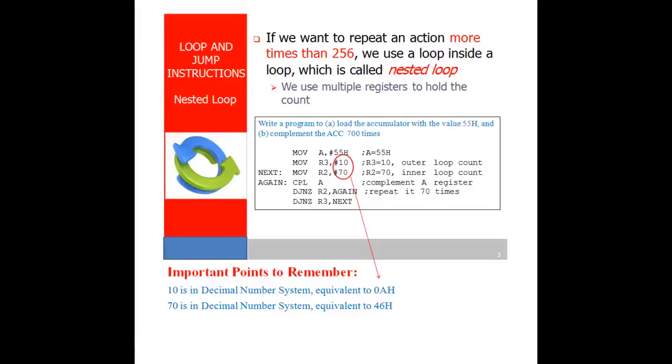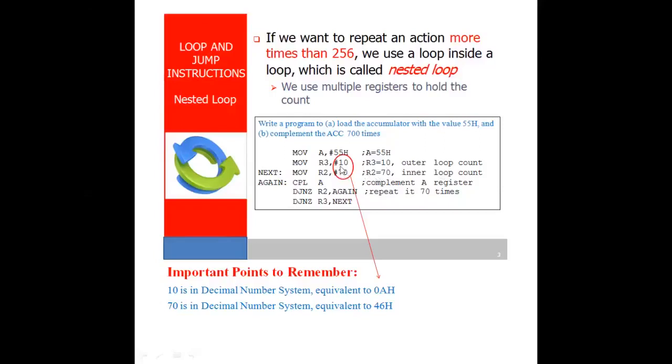This is a good example that we have considered. I have to load the accumulator with the value 55H and complement the accumulator 700 times. So I have to set the inner loop and the outer loop. First the immediate data 55H is loaded inside the accumulator. Then we select the register R3, which is the outer loop counter.